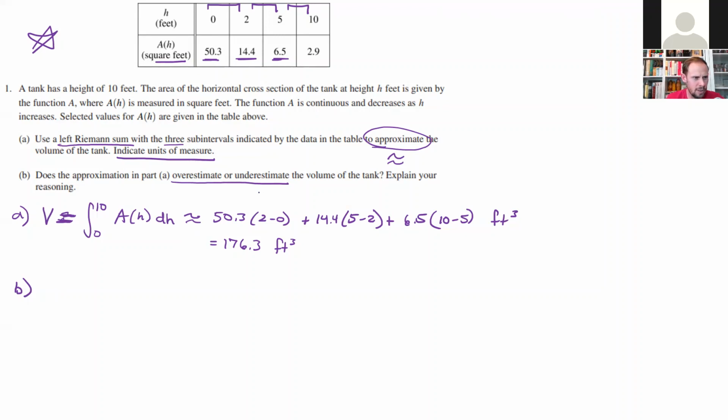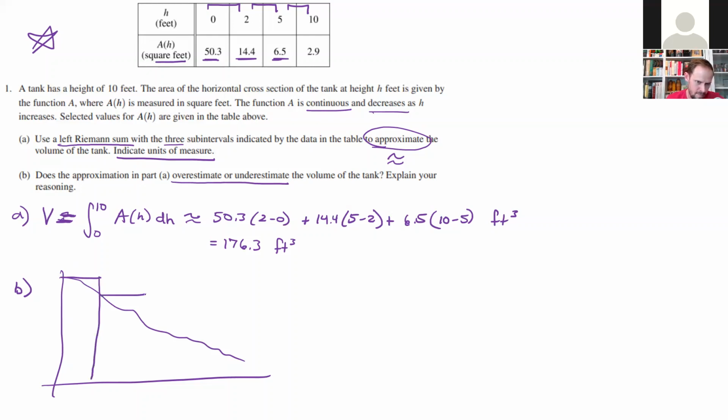So is it an overestimate or an underestimate? Well, what do we know about the function? We know it's continuous and we know it's decreasing. So it will look probably something like this, a decreasing function. Doesn't really matter. And we're doing left-hand rectangles. So what do you think? Looks like we're getting some extra area here and some extra area here and some extra area here. So this is going to be an overestimate.